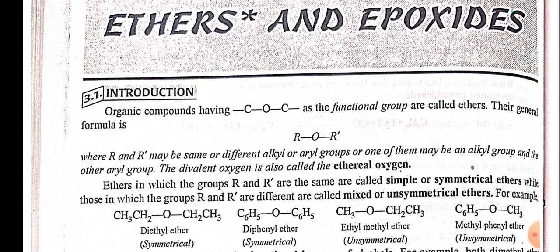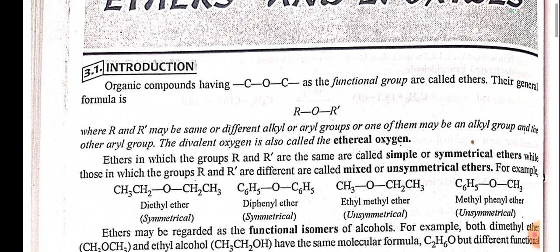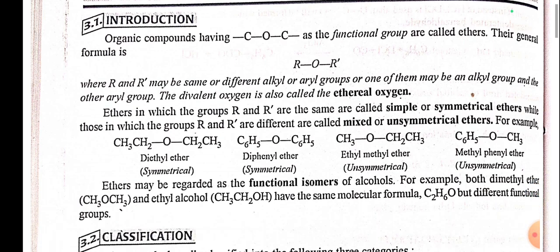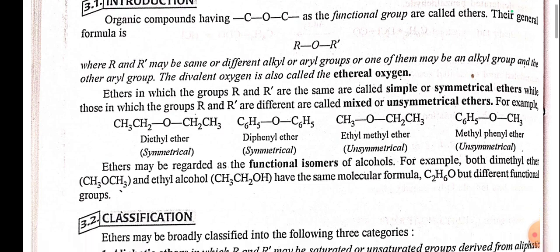Ethers in which the groups R and R' are the same are called simple or symmetrical ethers, while those in which groups R and R' are different are called mixed or unsymmetrical ethers. For example, diethyl ether, diphenyl ether, ethyl methyl ether, methyl phenyl ether. Ethers may be regarded as functional isomers of alcohols. For example, both dimethyl ether and ethyl alcohol have the same molecular formula C2H6O but different functional groups.